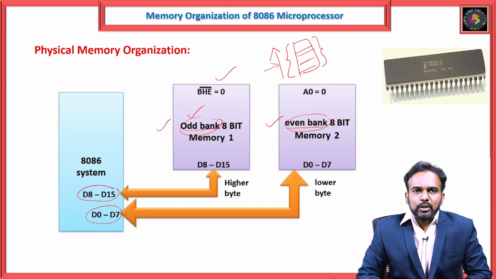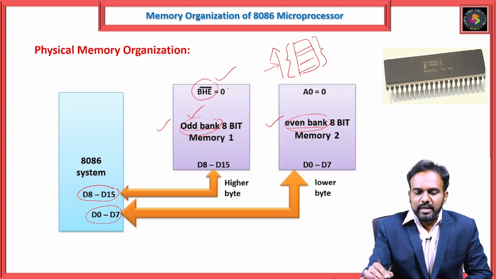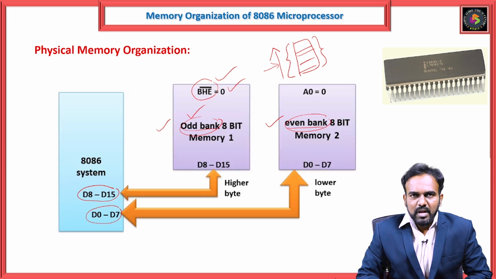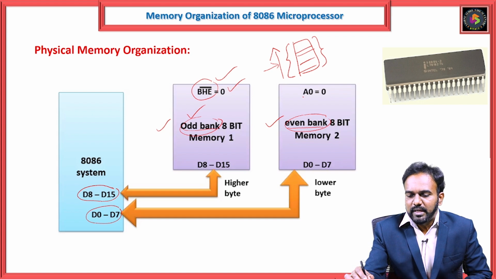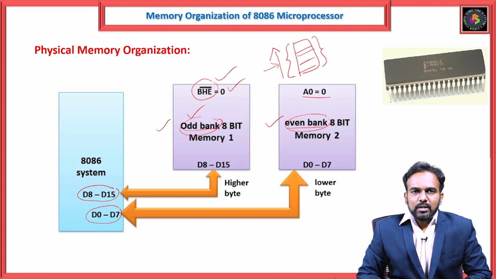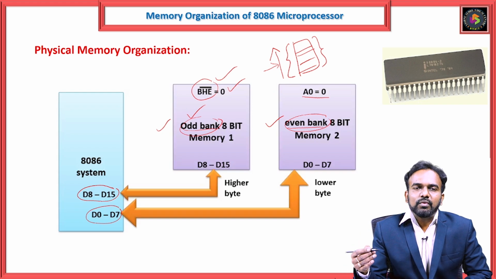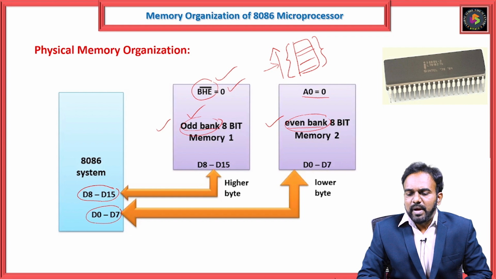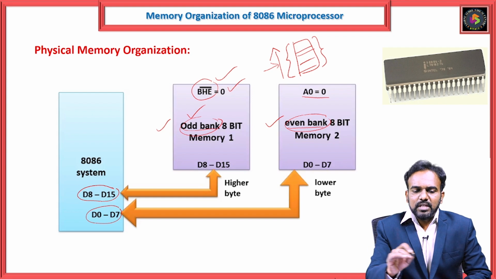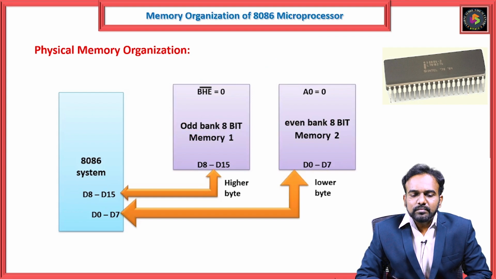Here, to select the odd bank, we are going to use one pin, BHE or bus high enable pin. We are making it 0. Similarly, to select the even bank, we are going to use one of the address lines out of the 20 address lines, that is A0. We are making it 0. So by using A0 equal to 0, we are going to select, or enable, the even bank for the operation. So this is our physical memory organization.